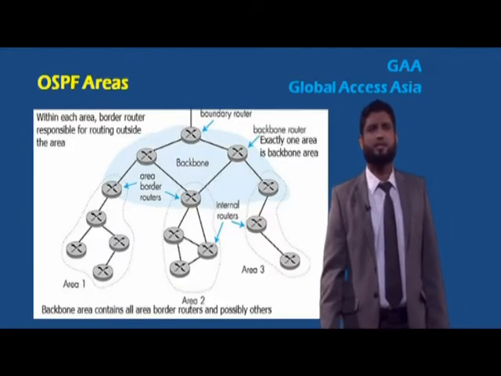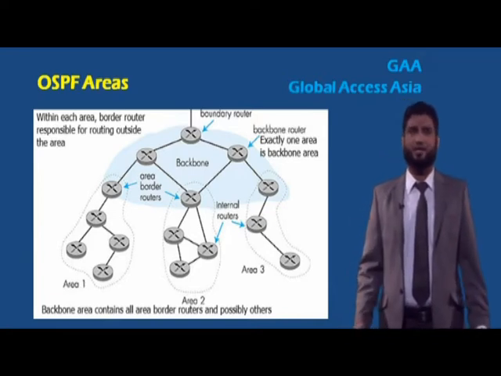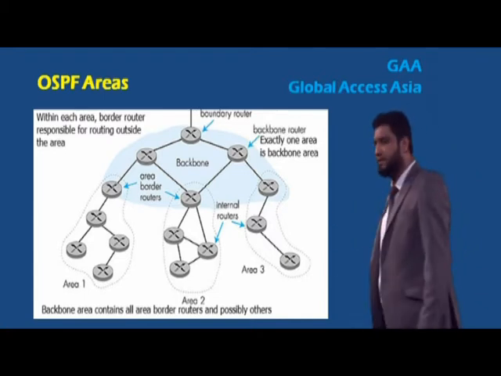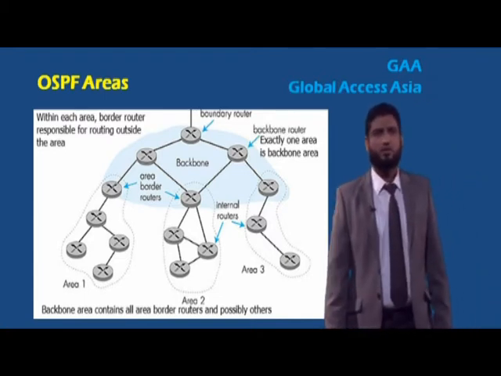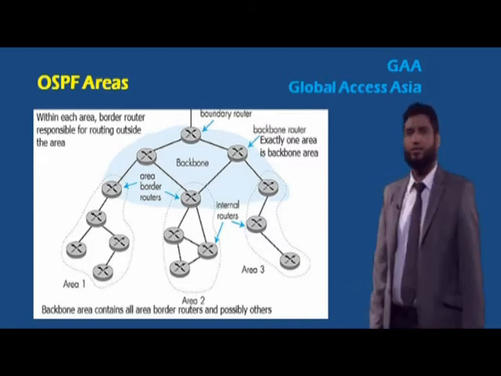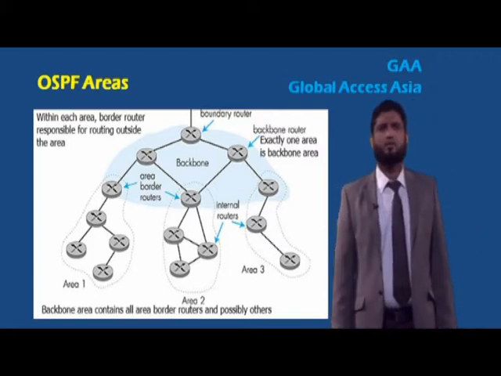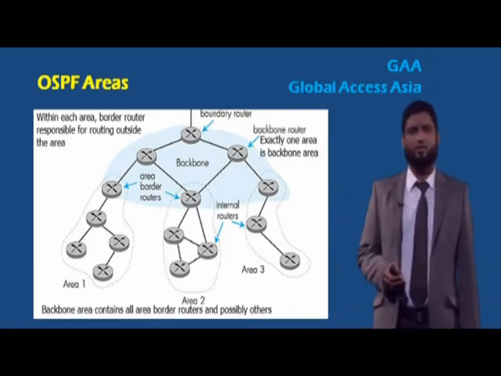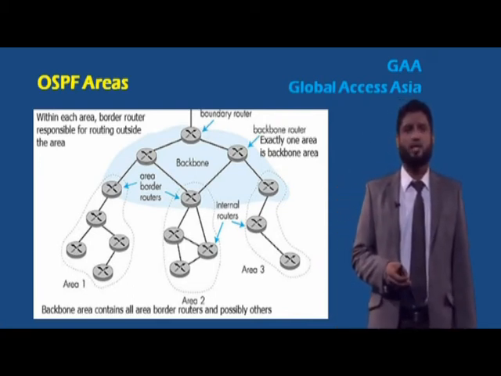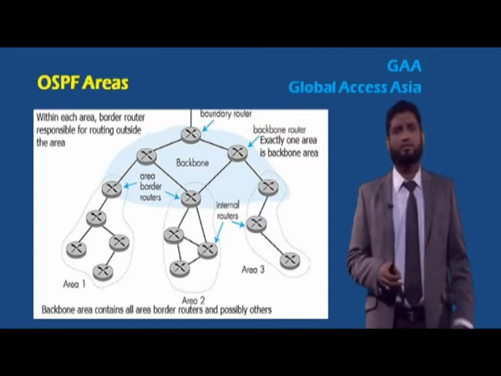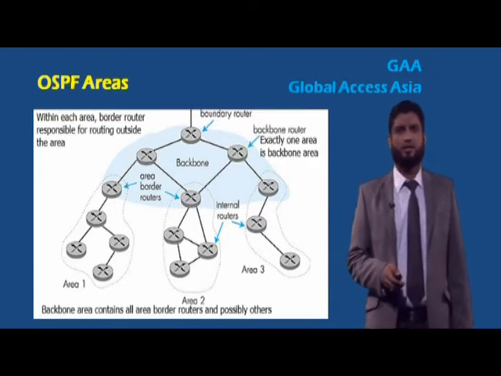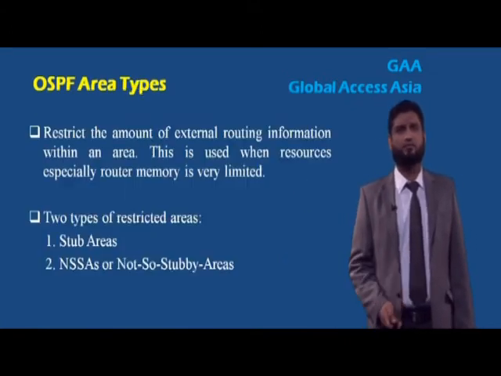OSPF areas: within each area, the area border router is responsible for routing outside the area. In this figure, you can see the area border routers, the backbone network, internal routers, and there are area 1, area 2 and area 3. Here is the backbone router. Exactly one area is the backbone network, and the backbone area contains all area border routers and possibly others. You can see some information is also being exchanged at the boundary router, and there are internal and external parts.